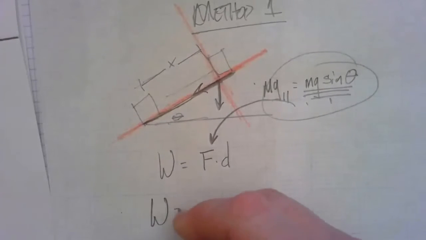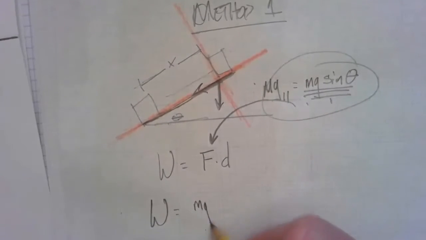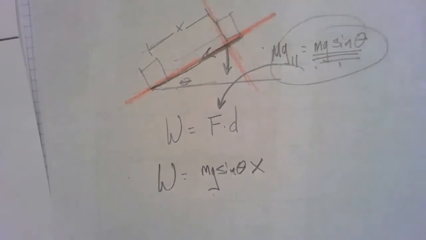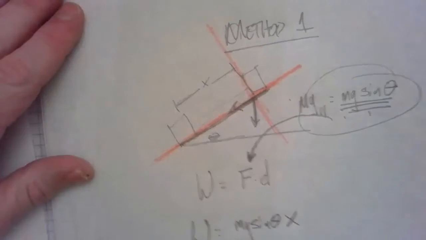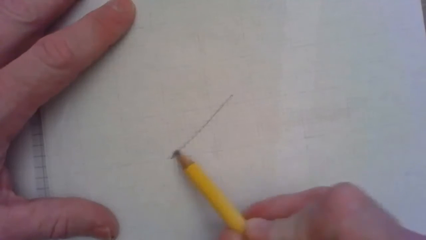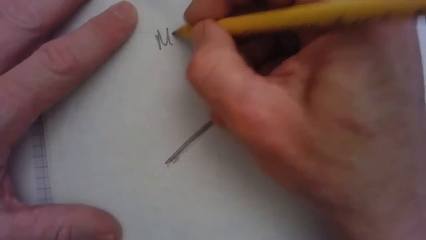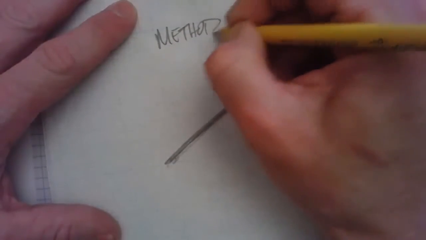So work done would be that force, mg sine theta, times the distance x. And I think that's one of the answers. There's another way to look at this, though. It would be helpful to understand energy, and it might make the whole thing easier. For some people it will, for others it won't. So same situation, block moves. So this is method 2.